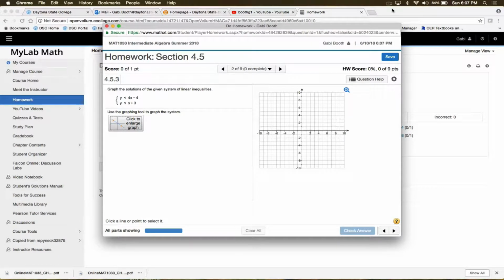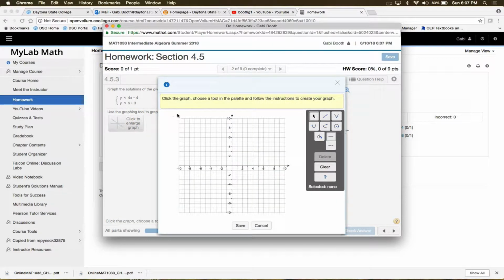Here's a problem from the homework from section 4.5 where you have to graph the solutions of two linear inequalities. The first one is y is less than 4x minus 4, and the second one is y is less than or equal to x plus 3. So both of these equations are linear inequalities in the form of, equivalent to, y equals mx plus b.